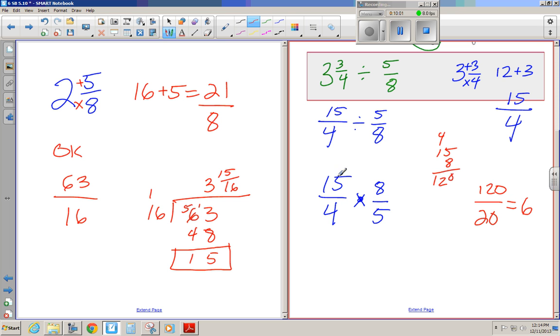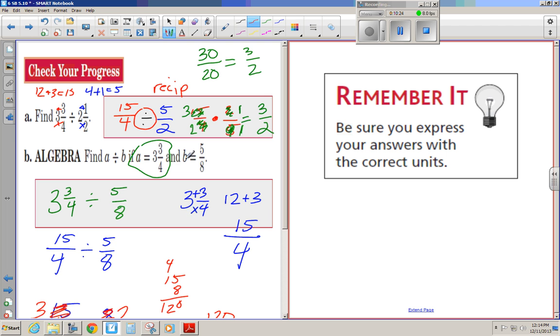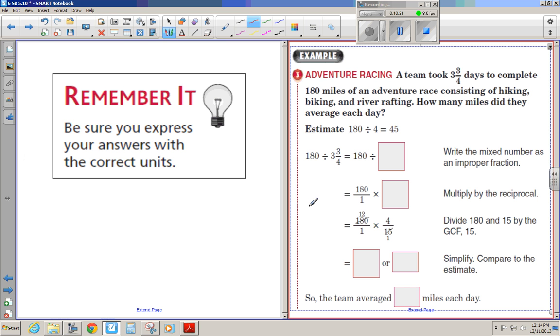Or look at the fact that 5 goes into 5 once, 5 goes into 15 3 times, 4 goes into 4 once, and 4 goes into 8 twice. 2 times 3 times 2 over 1 times 1 gives us an answer of 6. So either way, you get the same answer. All right, now please make sure you express your answers with the correct units. So when you're doing story problems, you need to make sure you use the right units.